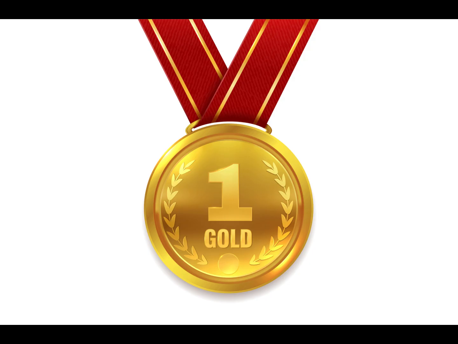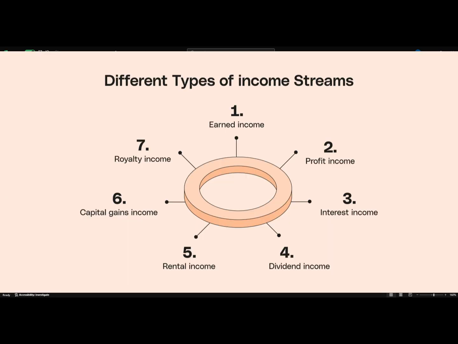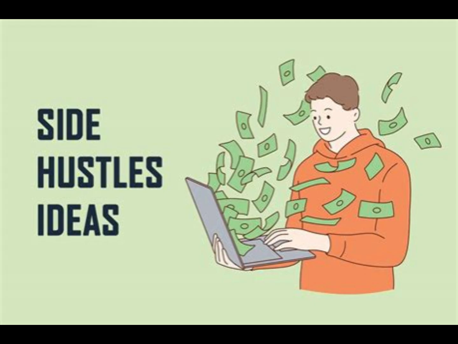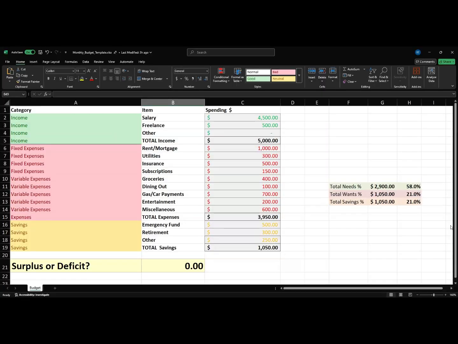First of all, you're going to want to list all of your sources of income. This could include any regular weekly paychecks that you get or maybe a side hustle that you have. After you've calculated those numbers, you can put them in the Excel sheet just like we have here. So this person is getting a $4,500 salary and $500 from freelance work every month.